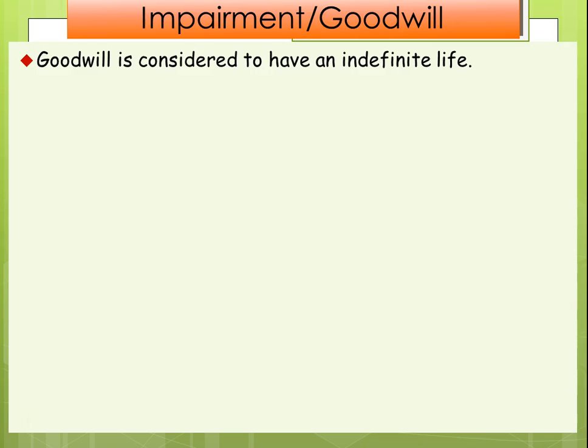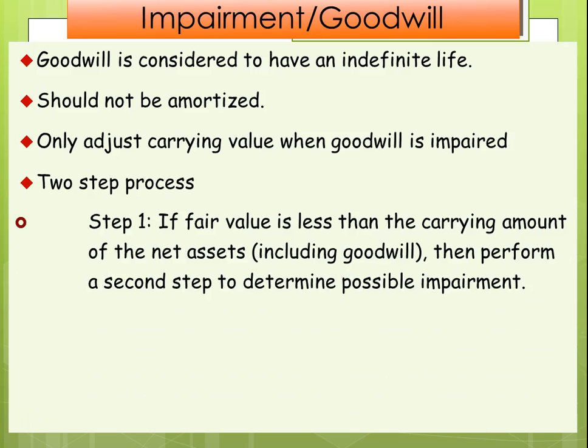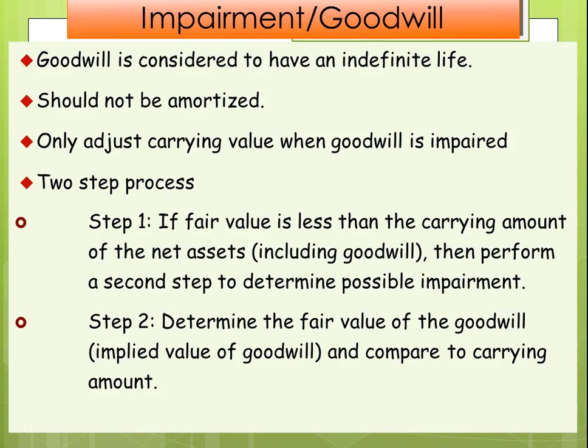Now, after all of this, what happens if we go back a couple years later and we find out maybe we assigned too much to goodwill? So, goodwill is considered to have an indefinite life, and it should not be amortized. And we only adjust carrying value when goodwill is impaired. And we have a two-step process. Step one, if the fair value is less than the carrying amount of the net assets, including goodwill, then we perform a second test to determine possible impairment. And in that case, we determine the fair value of the goodwill or implied value of goodwill and compare to the carrying amount. So I'll show you how this works.